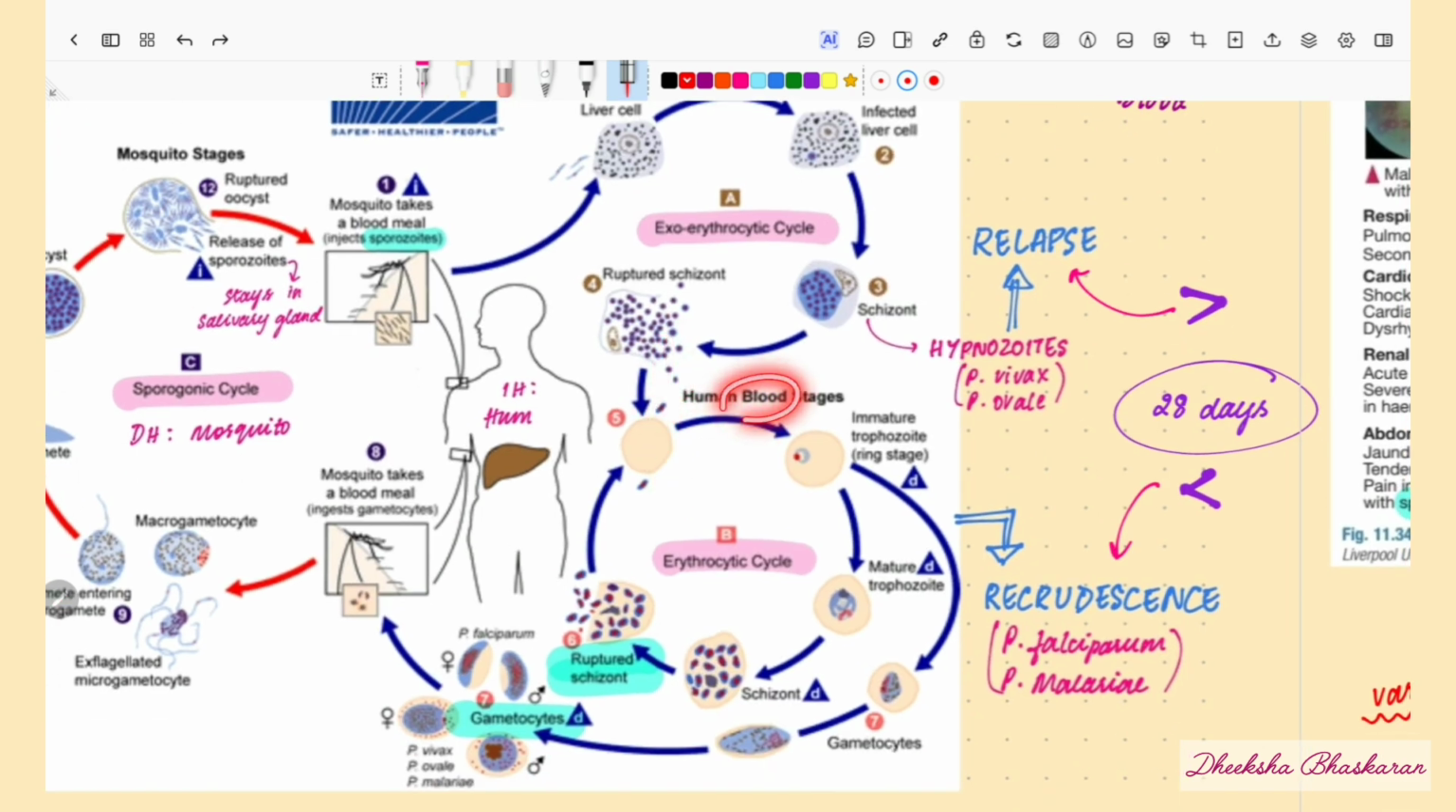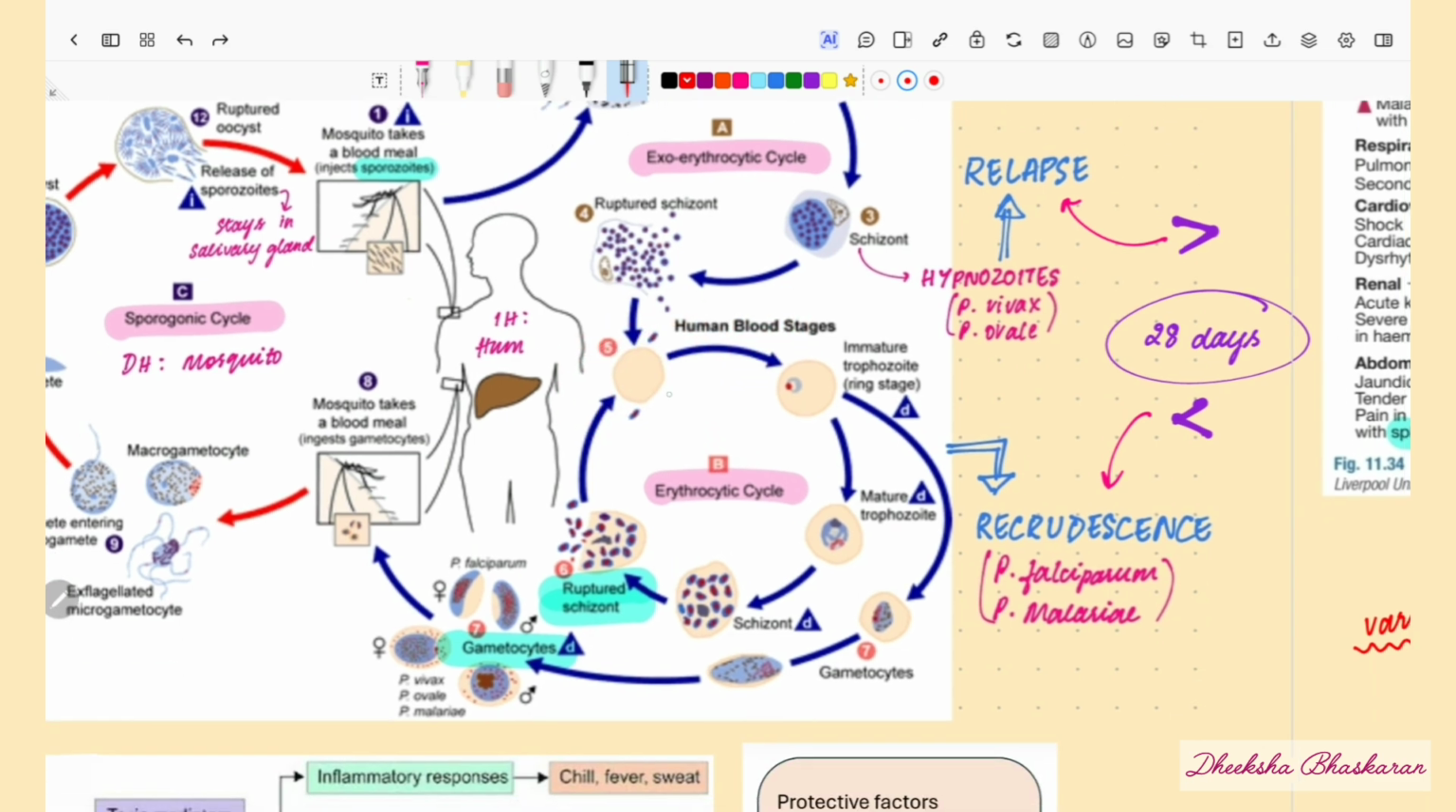In the blood they enter the RBCs. In the RBCs they again undergo further development. They form trophozoites, the ring form of the trophozoite, and then further schizonts are formed, and all these are multiplicative stages. At one point of time the infected RBC, which has formed schizonts, ruptures, releasing merozoites into the bloodstream, and this rupture is what is associated with causing fever.